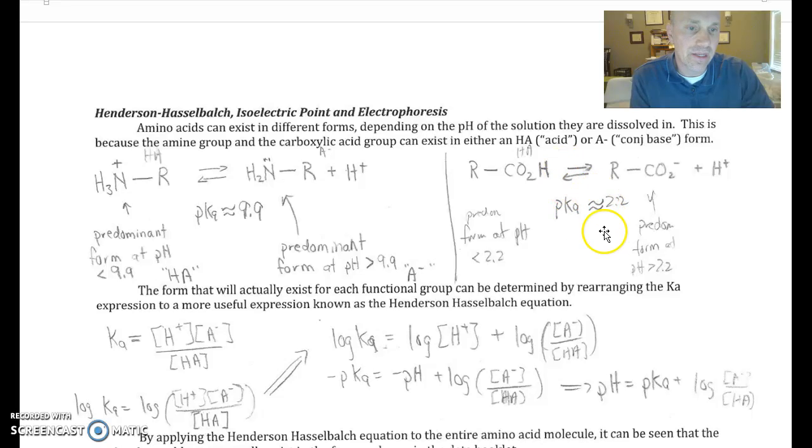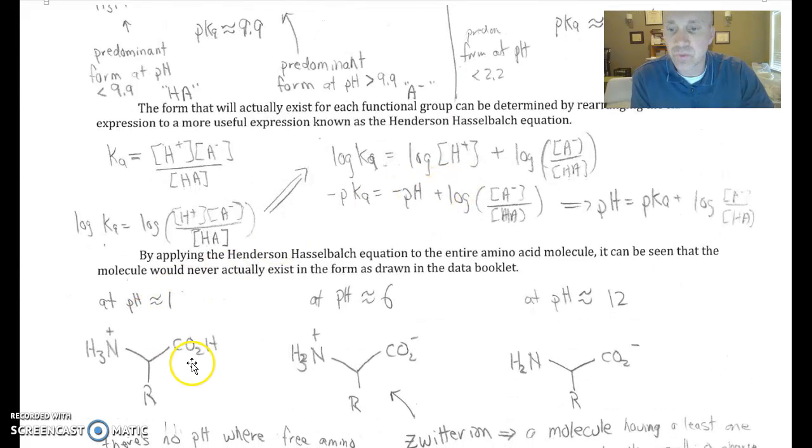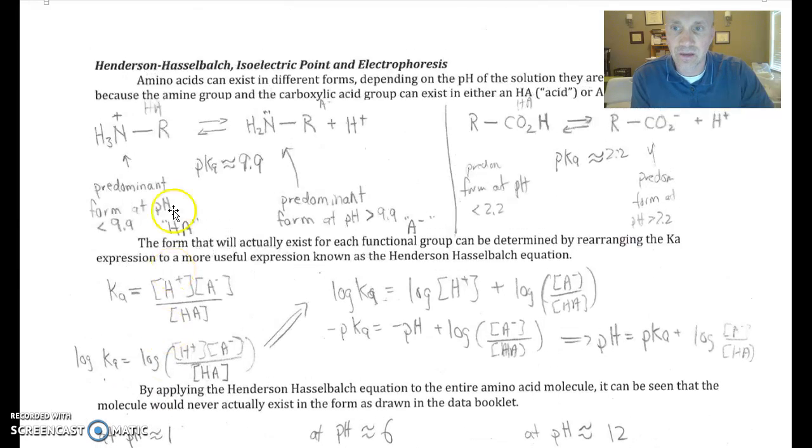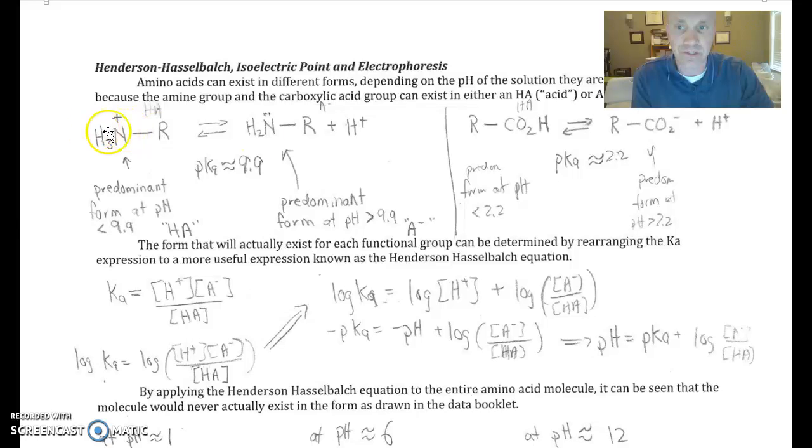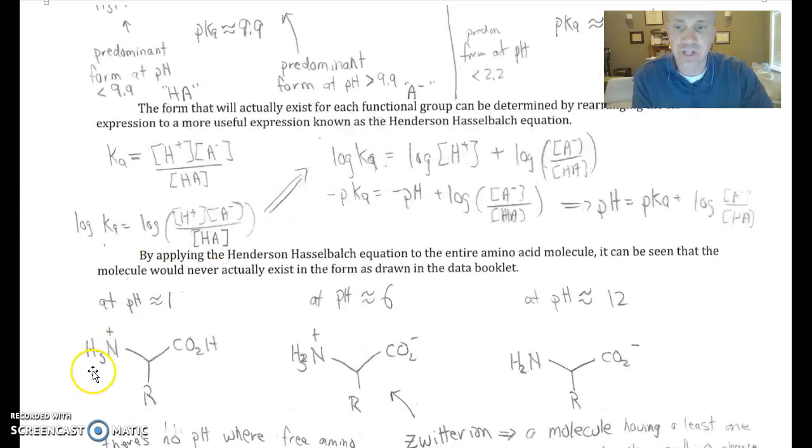So what about the carboxylic acid? We said that if the pH was less than 2.2, it would exist like this. So at pH 1, the carboxylic acid would exist as the HA form. Both the amine and the carboxylic acid are existing in their HA forms at that particular pH.